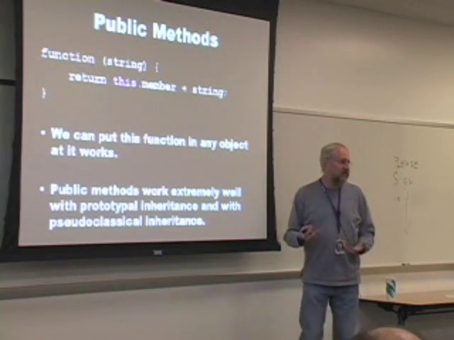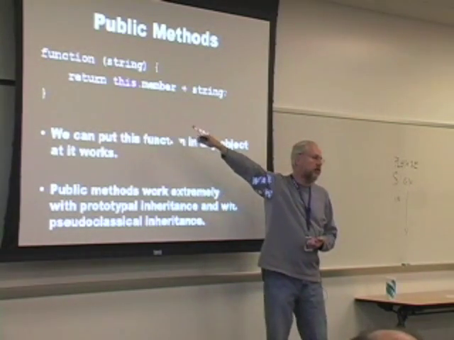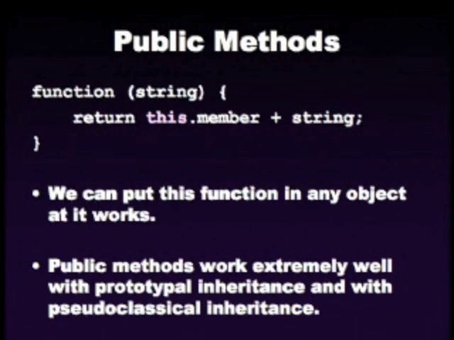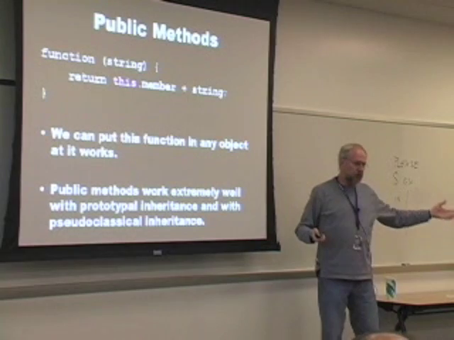So the way you can identify a public method is it's got this in it somehow, and that access to this allows it to bind to any object. And we can put it anywhere and it works. Public methods work extremely well with prototypal inheritance and with pseudoclassical inheritance. We put them anywhere in the inheritance chain, and they'll work in all of the children.